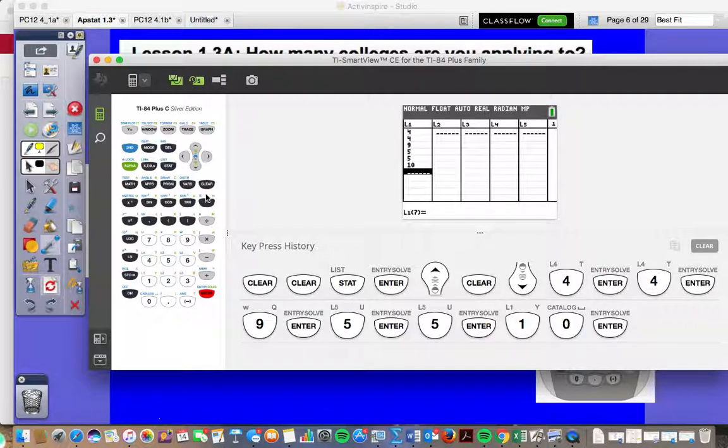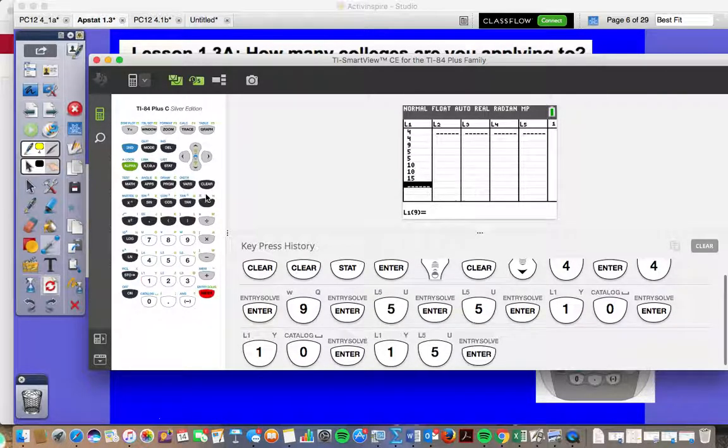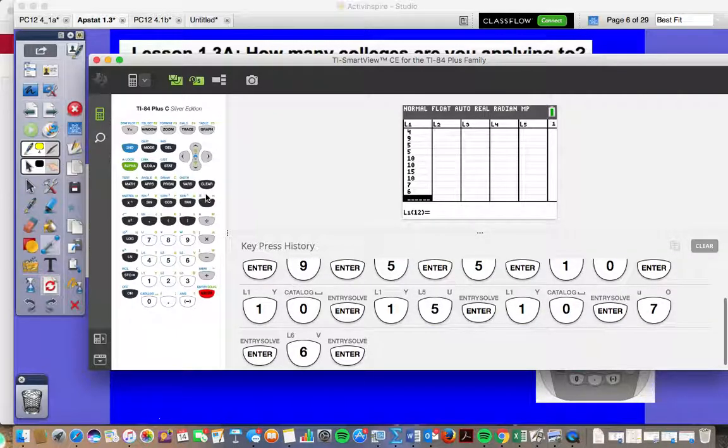Man, 10 schools, that's a lot. 15 schools is even more. You're going to be writing a lot of essays. That's good right there.